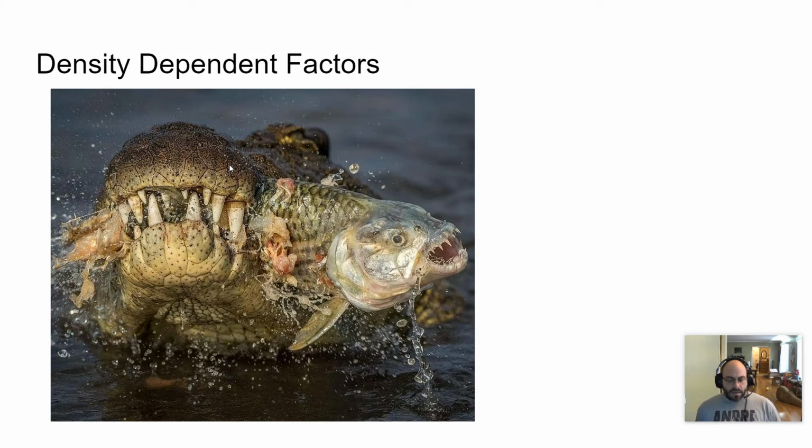Crocodiles will eat a lot more fish if there's a greater density of fish, and fish will have a lot less fish if there's more crocodiles in the area. You get the idea. And so, density dependent factors tend to be biotic factors. Territoriality is another one I didn't mention.